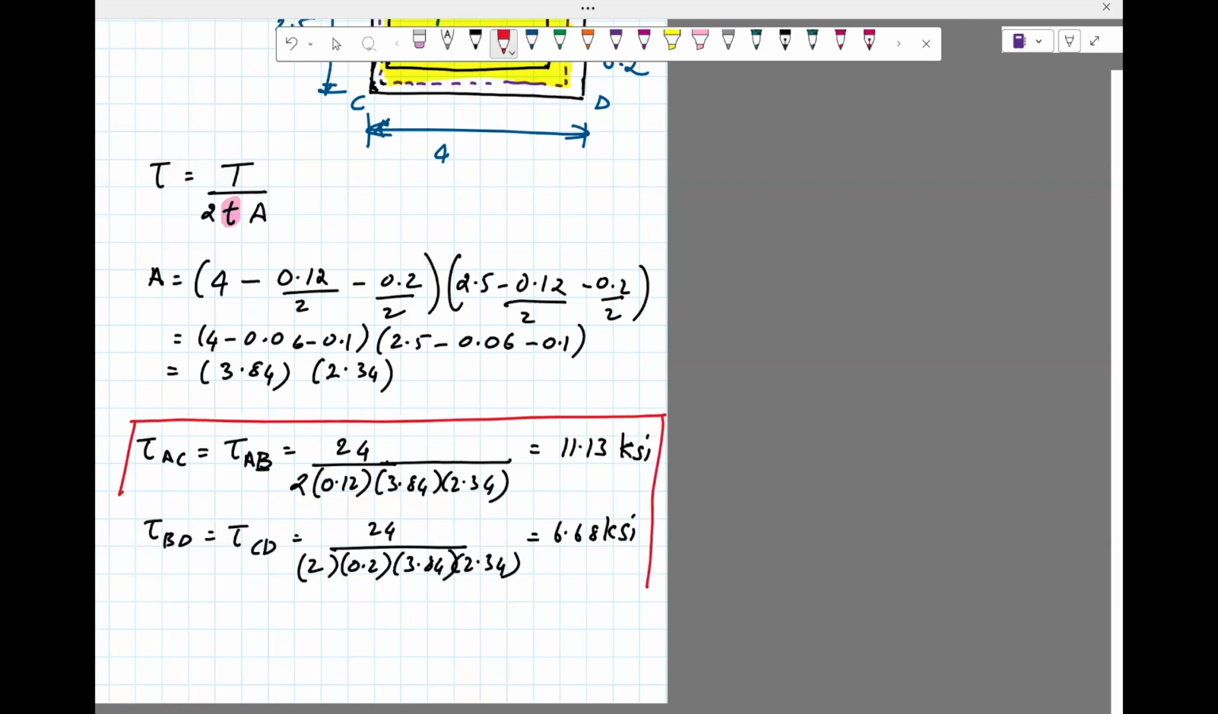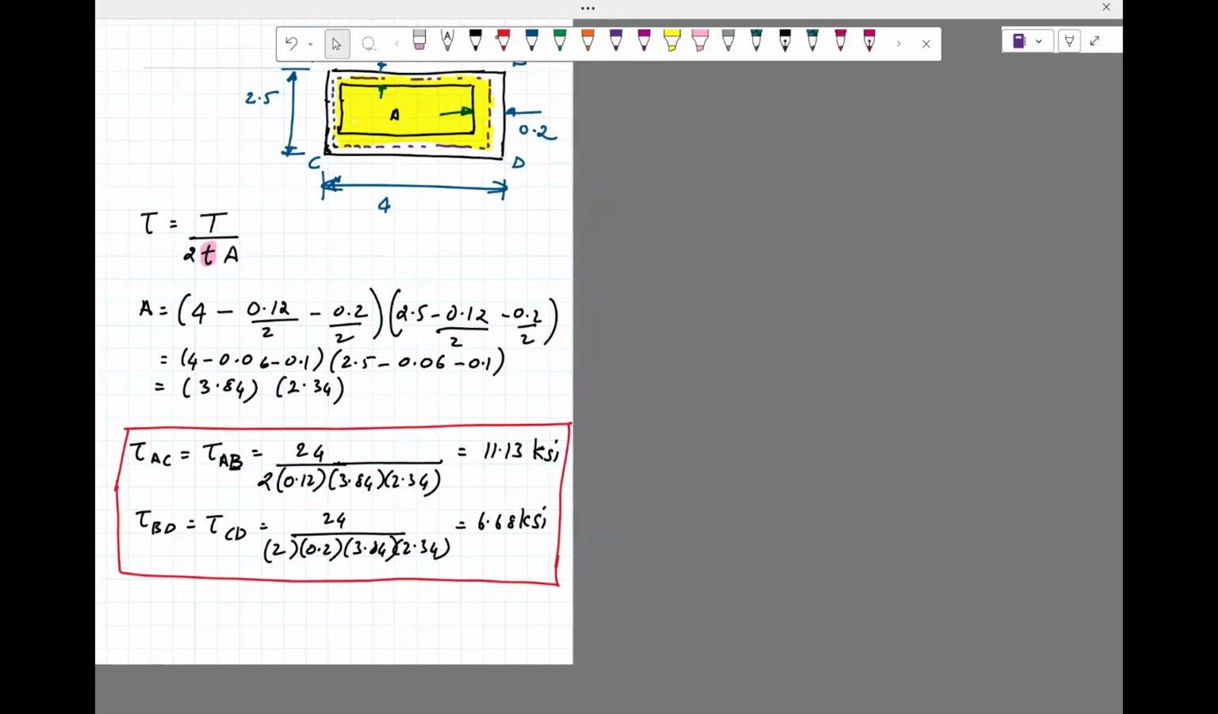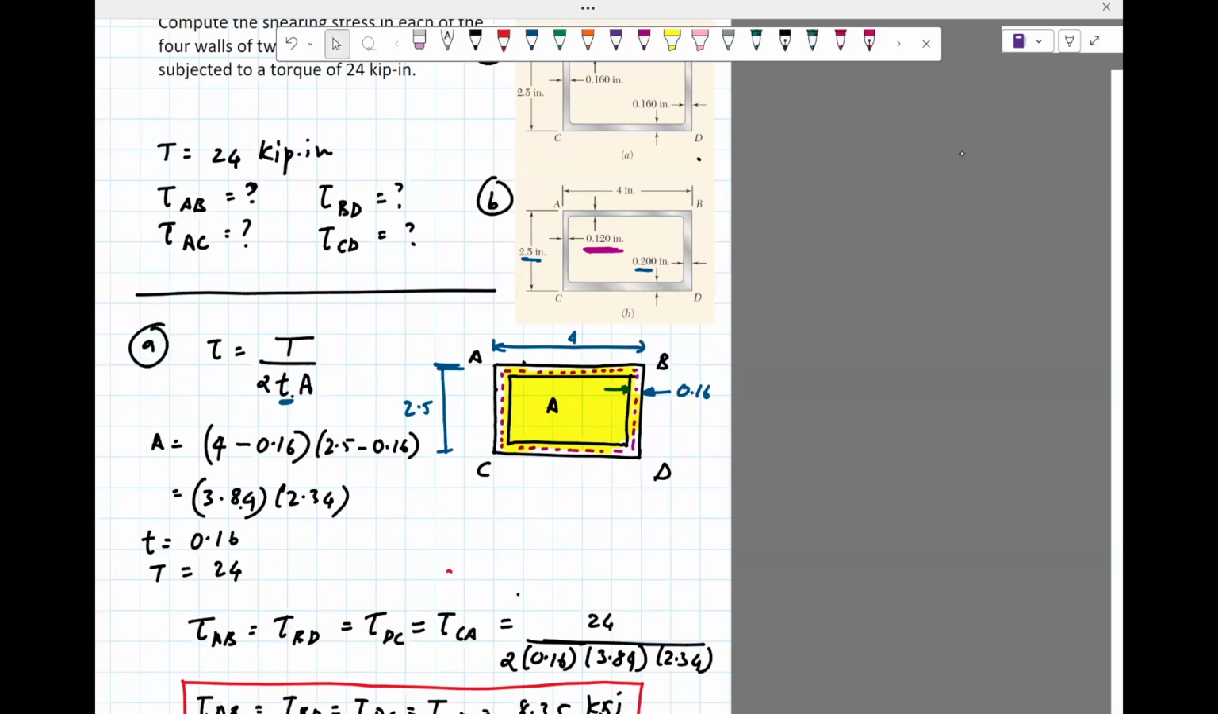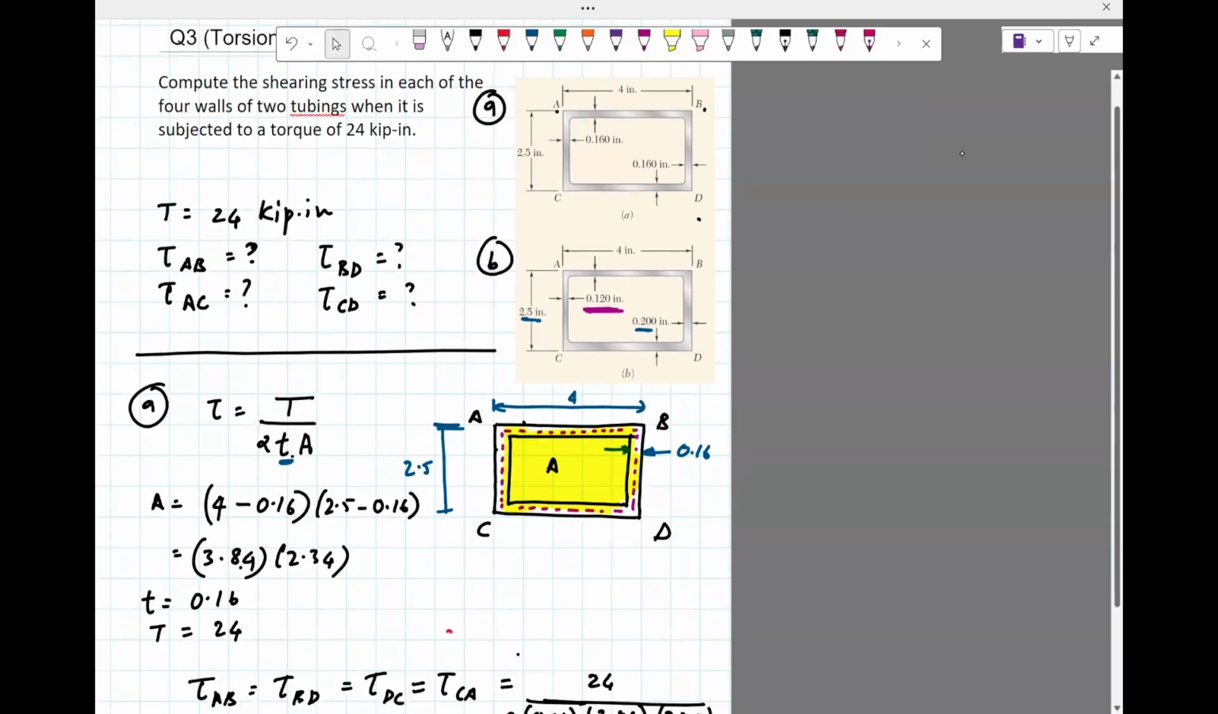So, okay, those are the answers, but let's just think about this for a minute. We have a problem which is very symmetric. The first part is symmetric. The second part is not symmetric. The thicknesses are not symmetric. It has 0.2 and 0.12 as the dimensions. Both of them give the same cross-section area. So essentially in this formula, T and A are the same, but the thicknesses are different. The first part, all thicknesses are the same. So you get the same stresses for all parts.